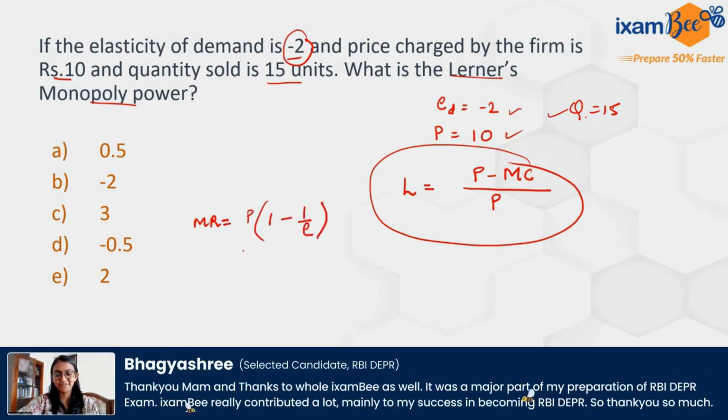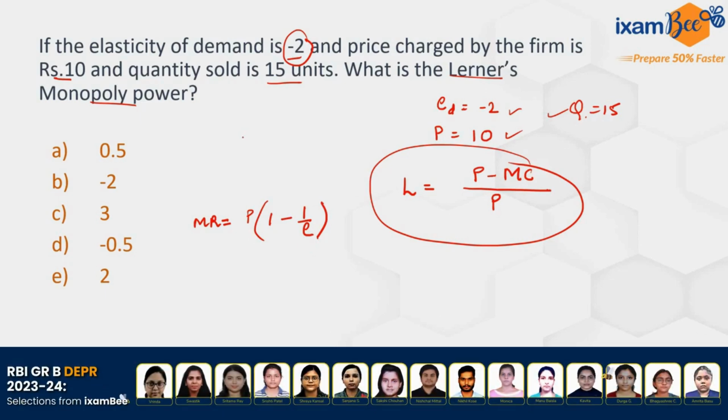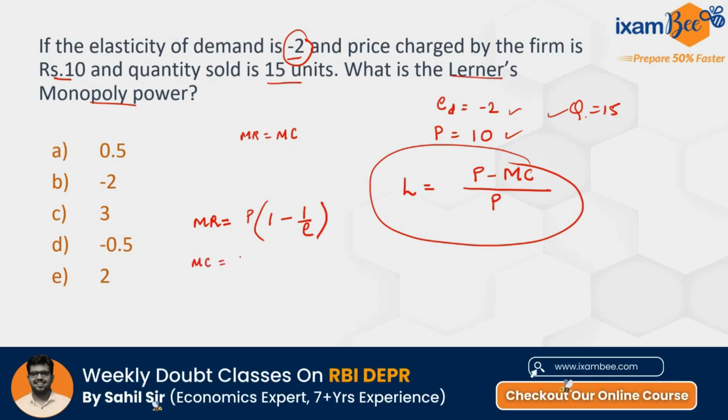I've derived this relationship in my day 2 video. If you haven't watched that, I would definitely ask you to go and watch it and then come back. Now we know that the equilibrium condition for a monopolist is that the marginal revenue shall equal the marginal cost. So this means we can write marginal cost as equal to price times 1 minus 1 upon elasticity of demand.